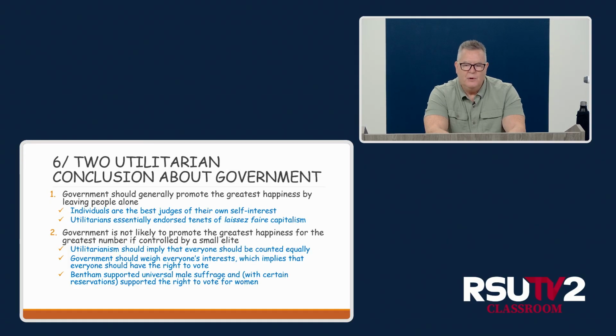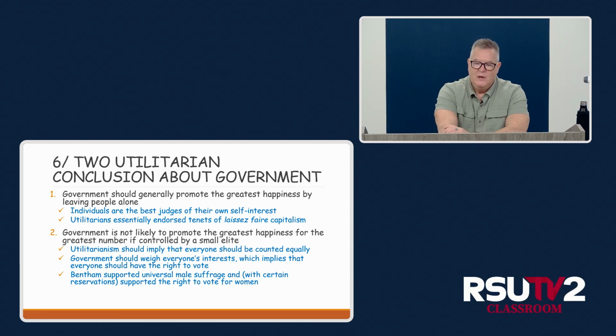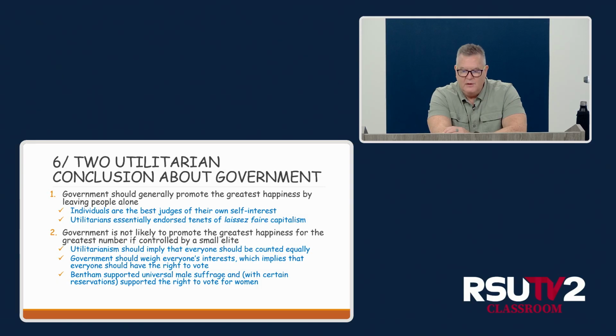So there are two principal utilitarian conclusions about government. One is that government should generally promote the greatest happiness by leaving people alone. Individuals are the best judges of their own self-interest. Utilitarians essentially endorsed the tenets of laissez-faire capitalism. The second aspect of this is that government is not likely to promote the greatest happiness for the greatest number if controlled by a small elite.